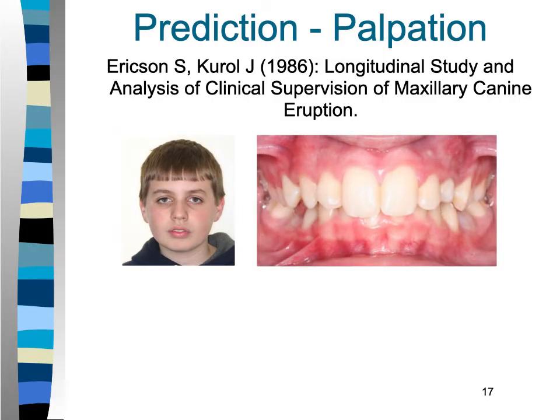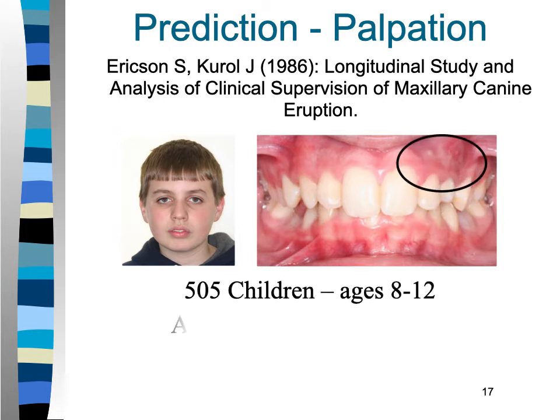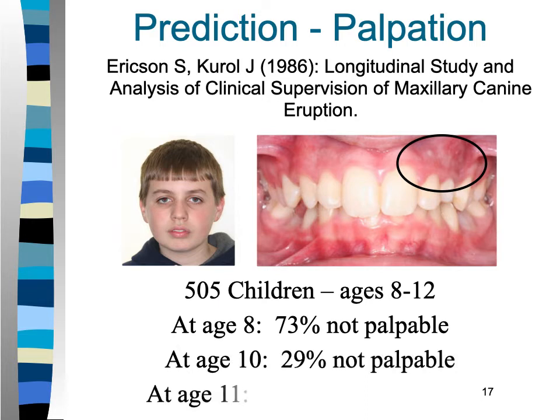to prediction of impactions. Erickson and Kurl did a lot of work on this. They had a longitudinal study, and the analysis of clinical supervision of maxillary canine eruption. Now, what they found is palpation is perhaps the most important thing that you can do. You as general dentists, this is probably one of the key things you can do to identify impacted canines early. They had 505 children, ages 8 to 12.